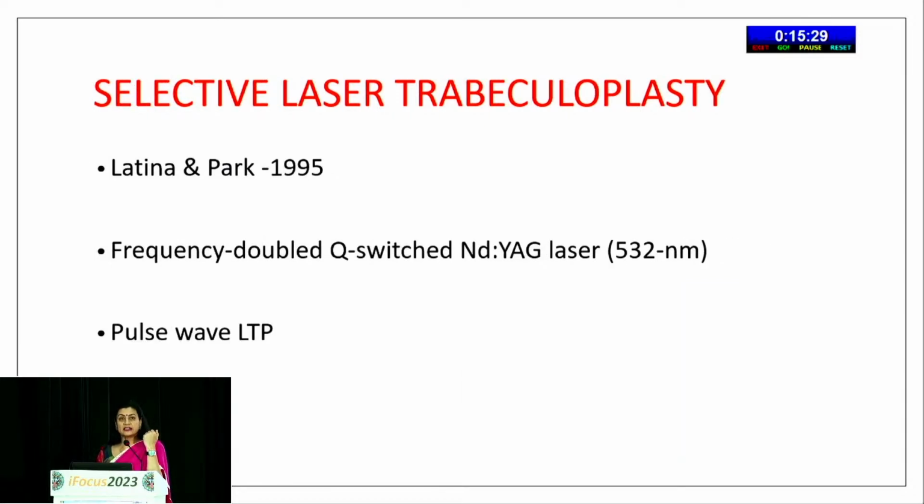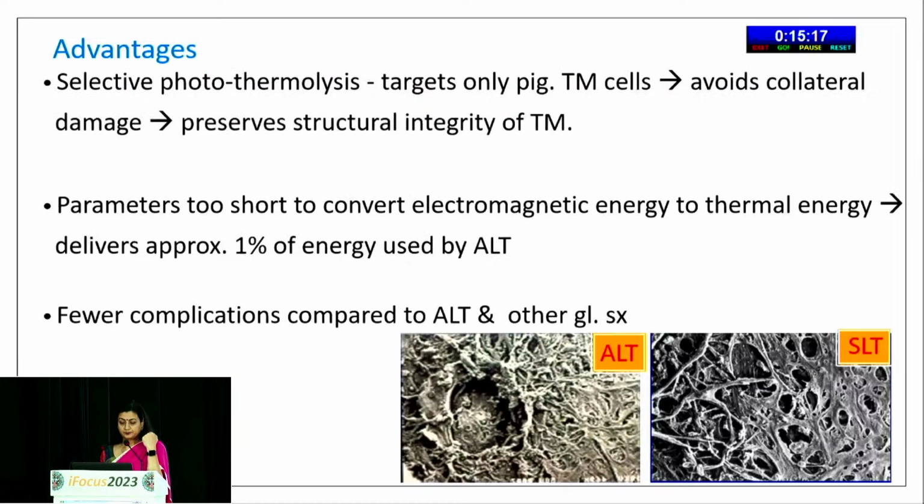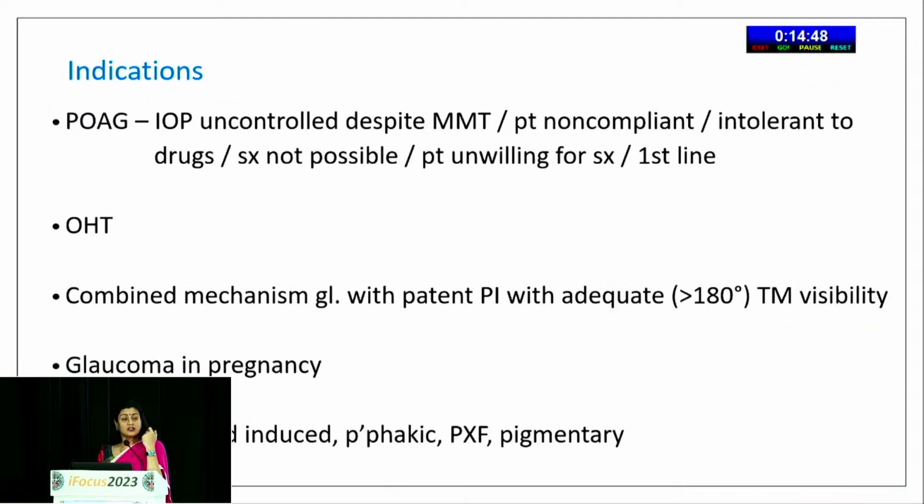What is more popular is SLT, that is selective laser trabeculoplasty. It's basically a frequency doubled Q-switched Nd:YAG laser, 532 nanometers, and it's a pulse wave type of laser. Because it is pulse wave, and as the name suggests, it is selective, it causes very selective photothermolysis, targeting only the pigmented trabecular meshwork cells, and thereby it avoids all collateral damage. Also, the parameters are too short to generate any heat. So practically, it delivers just 1% of the energy which is used by ALT. Therefore, fewer complications, and it is a repeatable procedure. So what are the indications?